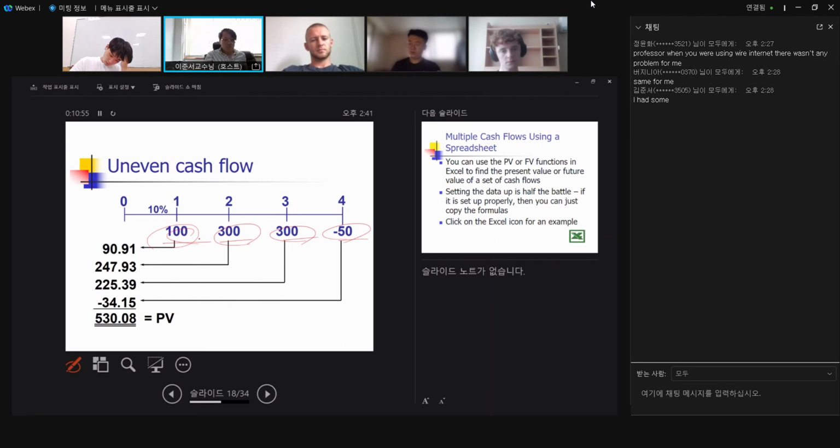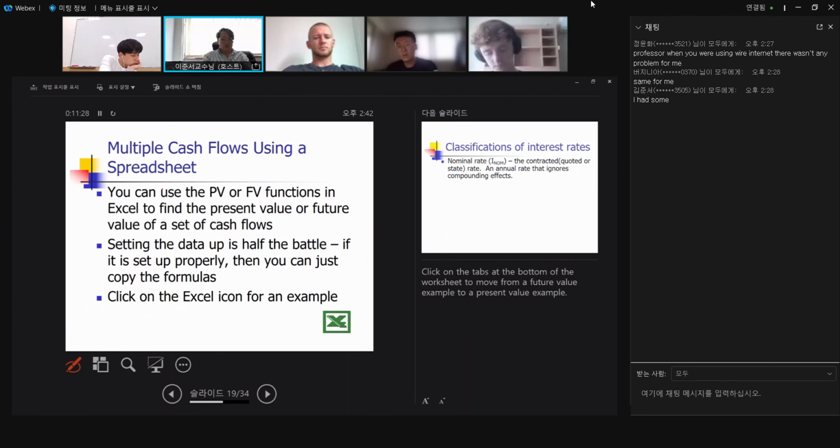So this is 100 divided by 1.1, interest rate 10%. It's going to be 90.91. 300 divided by 1.1 squared. How can you get this one? 300 divided by 1.1 to the power of 3. How can you get this one? 50 divided by 1.1 to the power of 4 is going to be negative $34.15. If we sum up this cash flow stream that we expect from the first year to the fourth year, the present value is going to be $530.08, right?